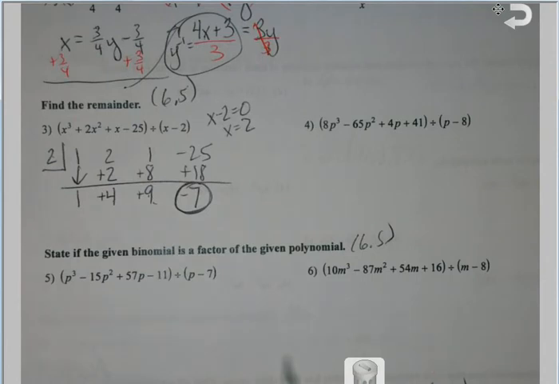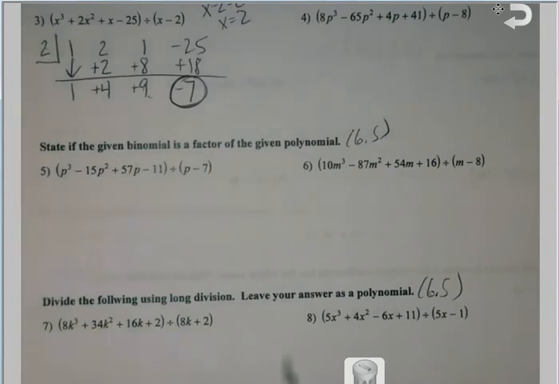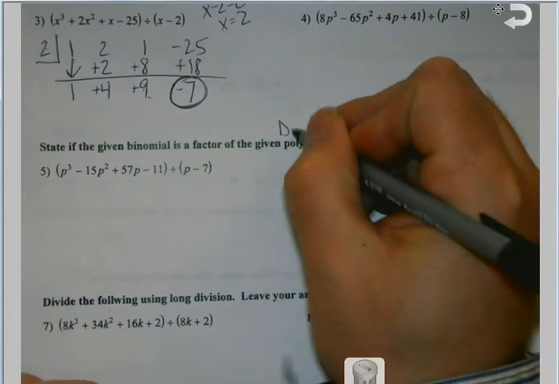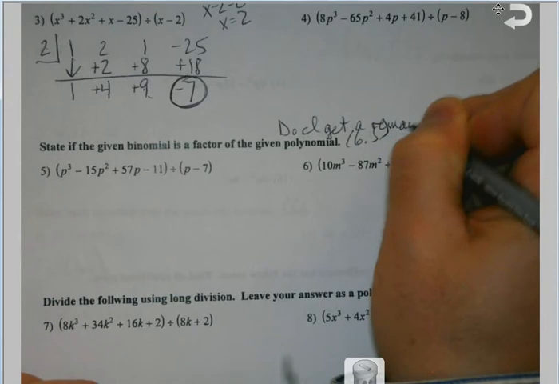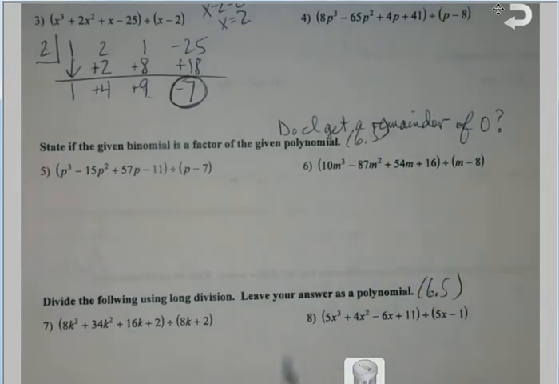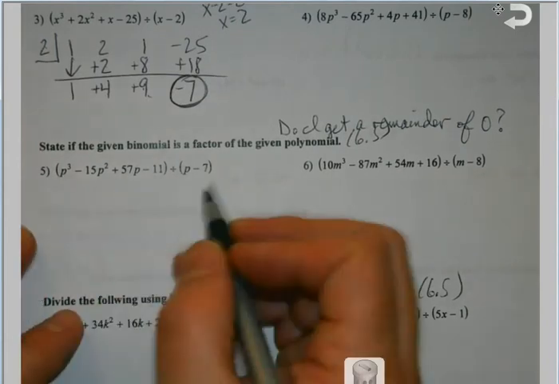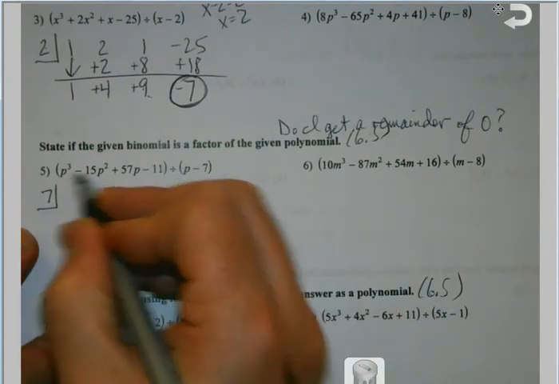So for 5 and 6, state if the given binomial is a factor of the given polynomial. Okay, in other words, do I get a remainder of 0? So I go back here and I go, okay, now let's see. Switch my sign. No gaps.